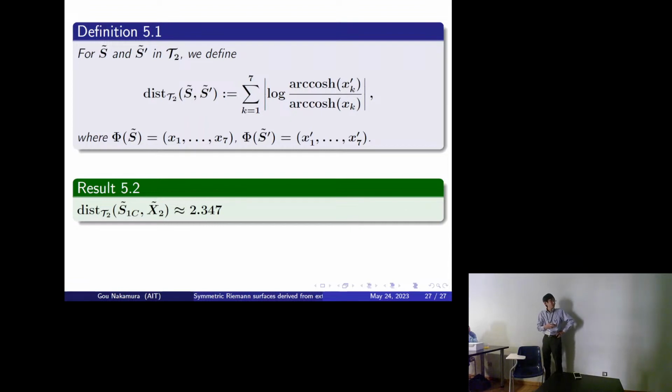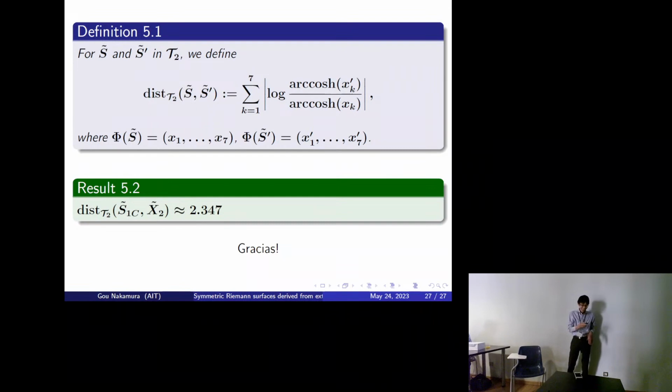I'm really happy to calculate this number, but most people think that it is not meaningful. I agree with you, but today my talk is that I already calculated this number, this distance, and I hope this will contribute to the analysis of Teichmüller space. So, gracias.